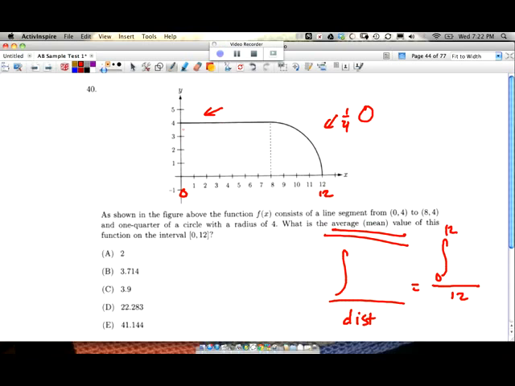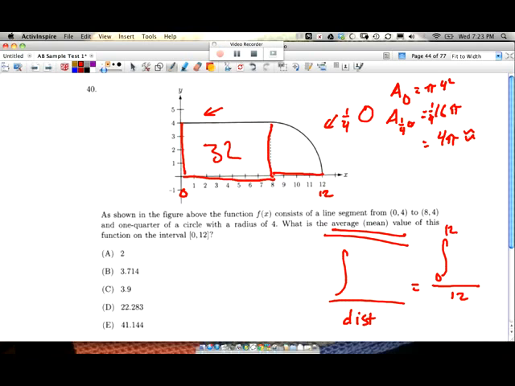Well, let's split this up into two things. So this first area, we got 4 high by 8 wide, so that's 4 by 8, that's 32. This second area, it's a quarter circle, and the radius of the circle is 4. The area of a circle with radius 4 would be pi times 4 squared, which is 16 pi. But we're doing a quarter of that, so the area of a quarter circle is 1/4 of that, which is just 4 pi.